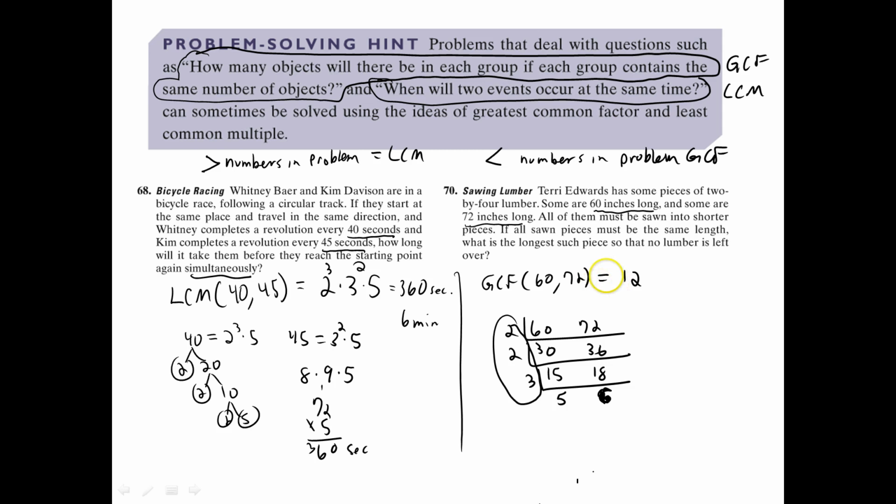They'll be 12 inches long. That's once they cut them all down. This guy will have 5 of them. This guy will have 6 of them. Altogether, Terry will have 11 12-inch 2x4s. Okay, great. And so that's the connections between LCM and GCF.